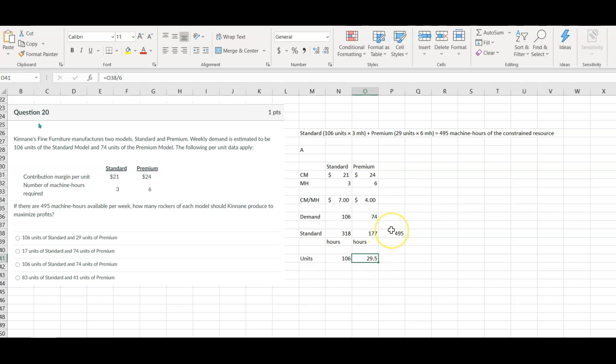That would use up the total 495 machine hours. I hope this helps. If it doesn't make sense, let me know.